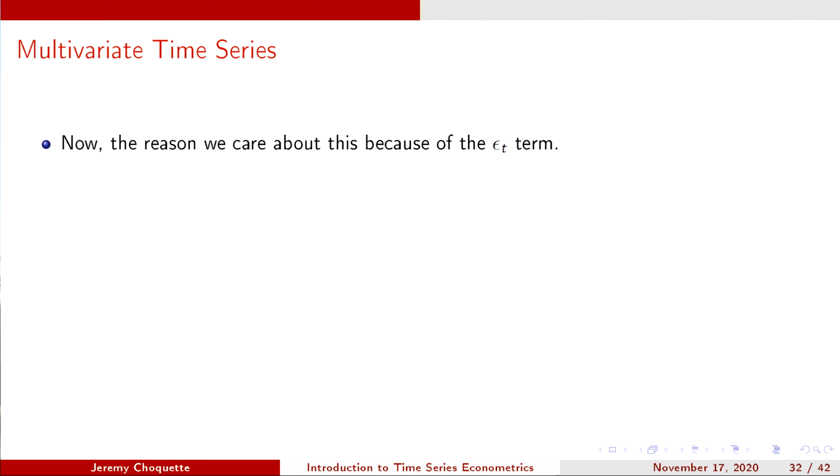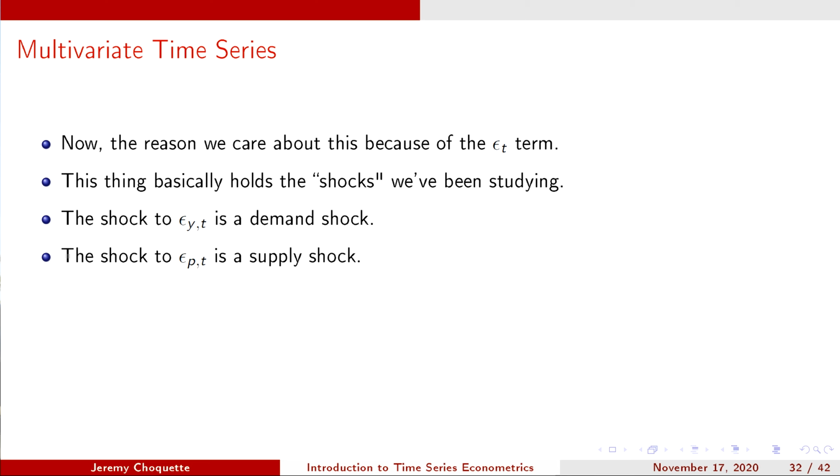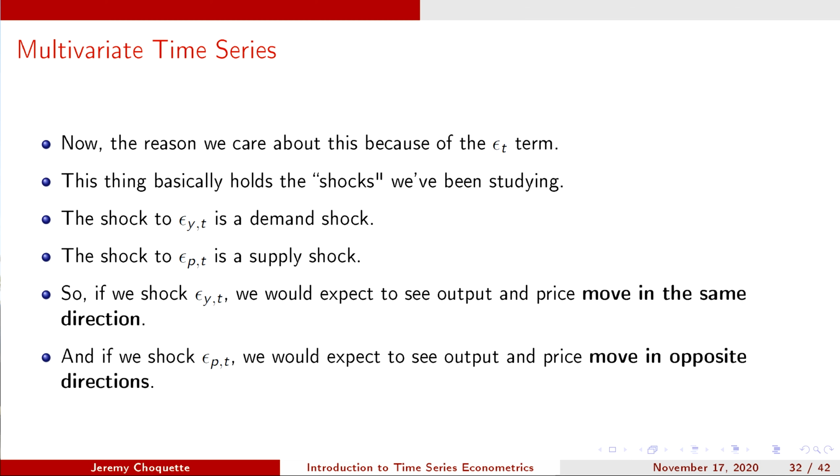Now, the reason that we care about this stuff, right, the reason we want to be able to test this stuff is because of that epsilon t, right? That thing holds all the information regarding the shocks that we've been studying thus far. Right, so that shock to epsilon y is a demand shock. The shock to epsilon p is a supply shock. So if I were to shock this epsilon y, I'd expect to see output and price move in the same direction. Right? If there's an aggregate demand shock, output goes up, prices go up.